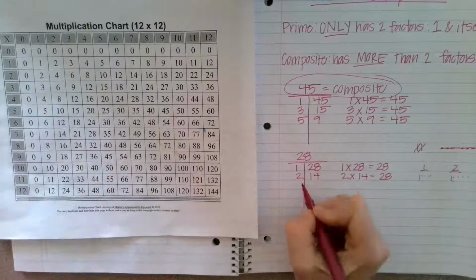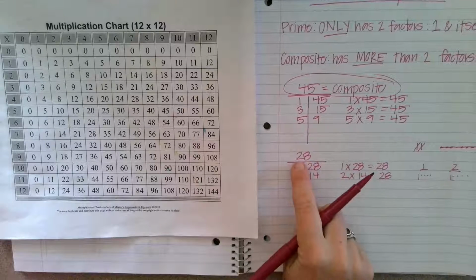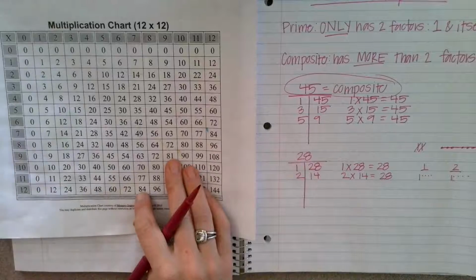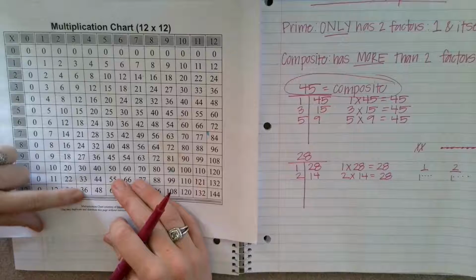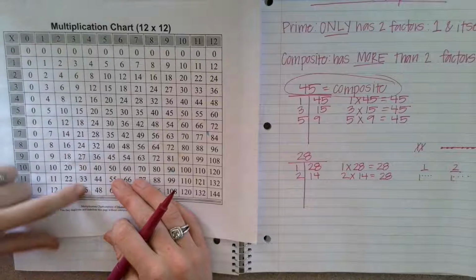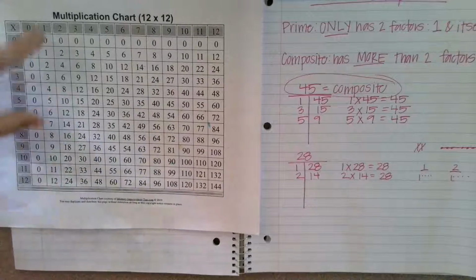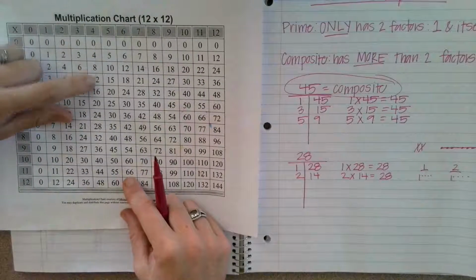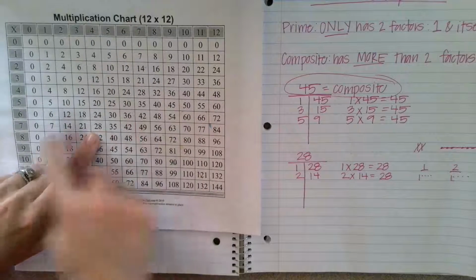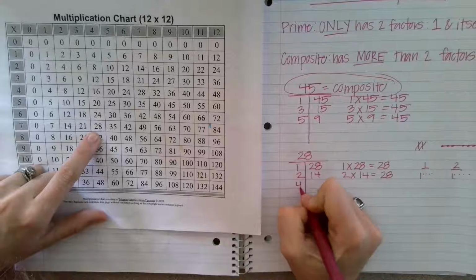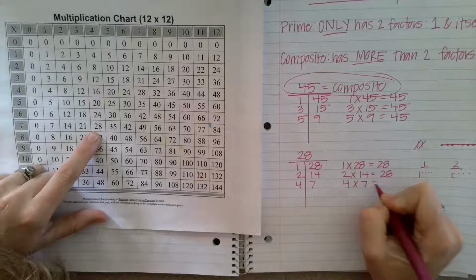So I just used a different strategy. Let's see if 3 goes into 28. So what I'm going to do is look at 3, and I do not see 28 anywhere on that line. So I know 3 is not a factor of 28. Now I'm going to look at 4. Oh, I see that 4 has 28 in its line, and it's 7 times. So I'm going to put 4 and 7. I know that 4 times 7 equals 28.